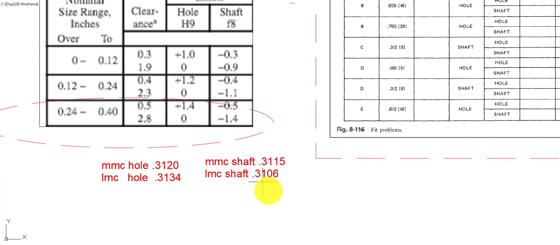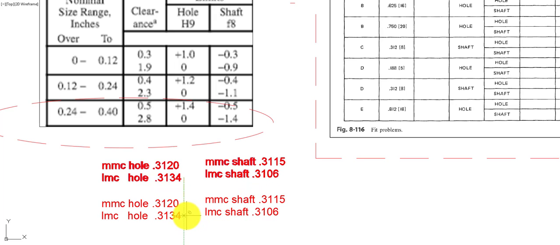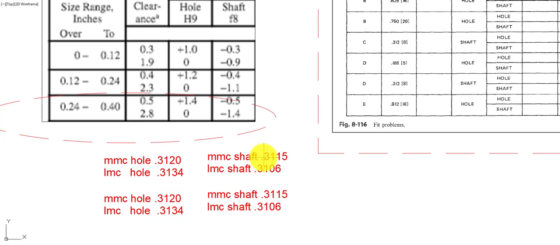So what are we going to do to change this to shaft basis? To change this to shaft basis, I'm just going to copy all these down. To change this to shaft basis, we need to make the shaft max material condition the nominal size. That's the only change we need to make to the shaft max material condition. We need to say that should be 0.3120.